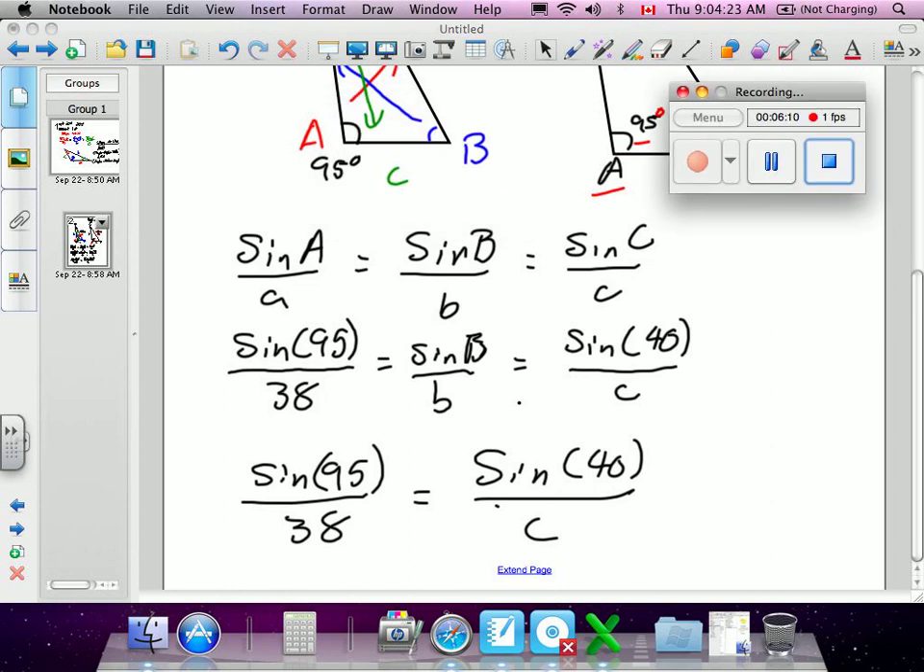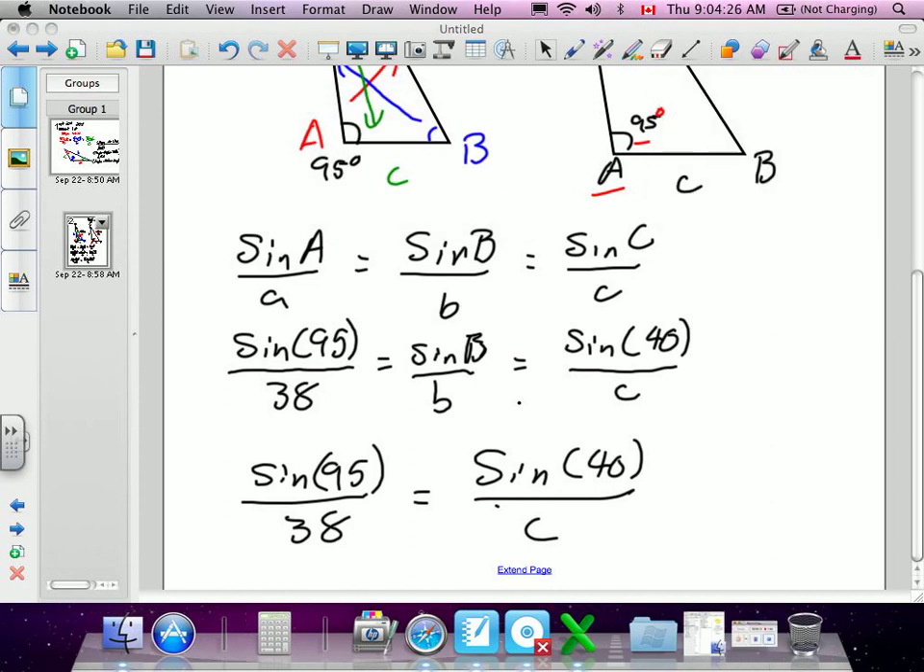Okay, so now that I've dropped off the sine B, I have just one equal sign, and I need to solve for something. What do I need to solve for right now? C. It's the only variable I have in this entire equation. I have all of the other numbers. I have one variable, so I'm solving for side C. So I need to get side C by itself.